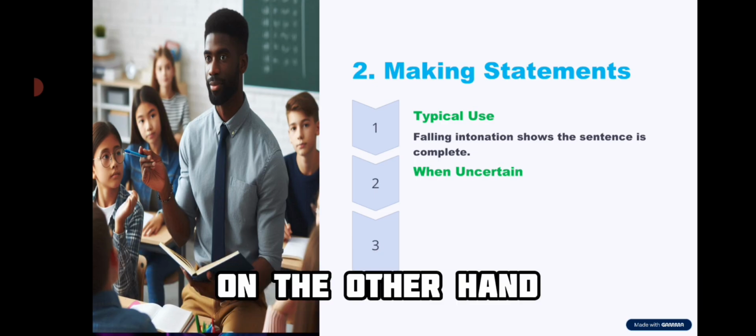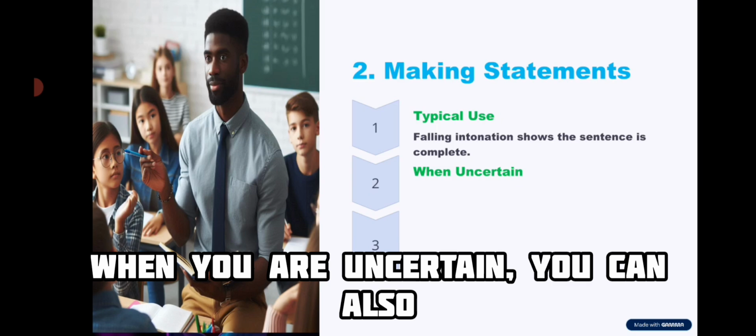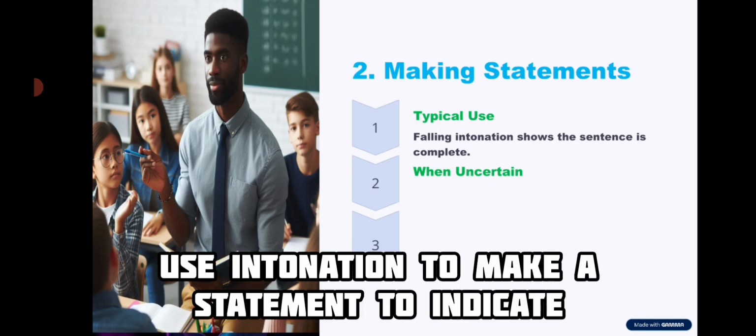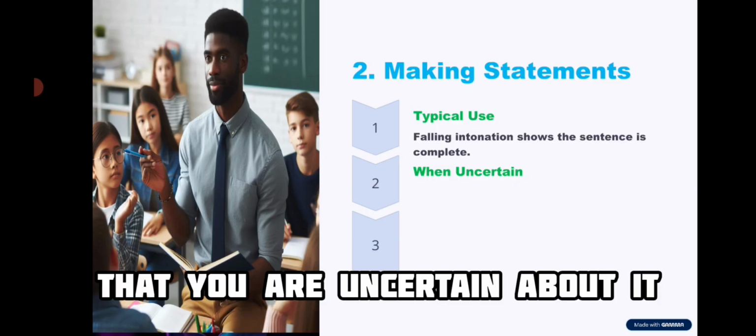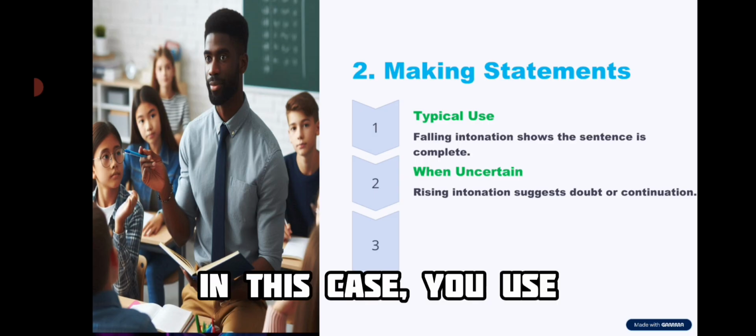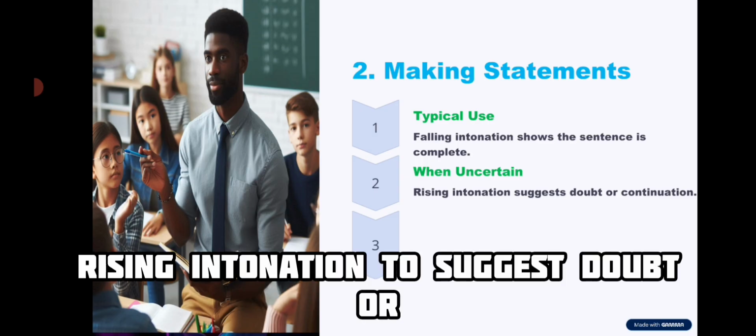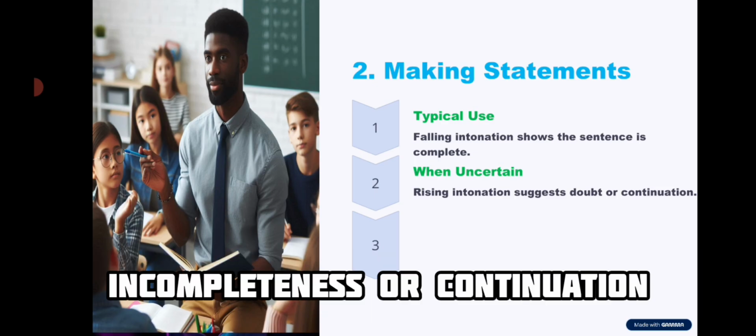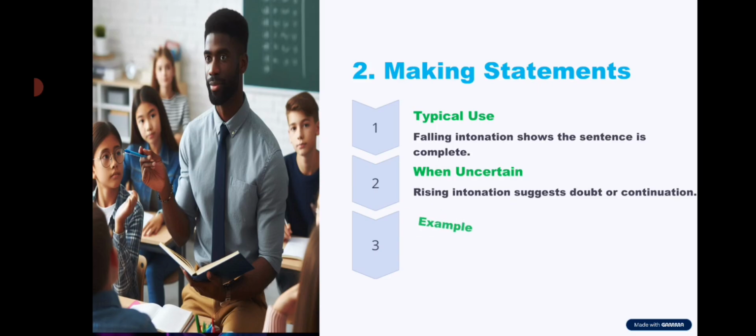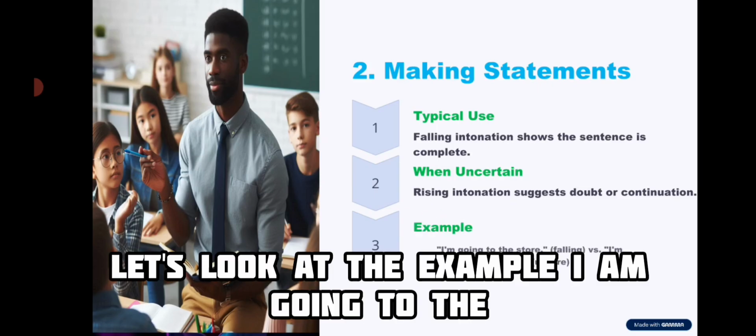On the other hand, when you are uncertain, you can also use intonation to make a statement to indicate that you are uncertain about it. Okay, in this case, you use rising intonation to suggest doubt or incompleteness or continuation. All right, let's look at the example.